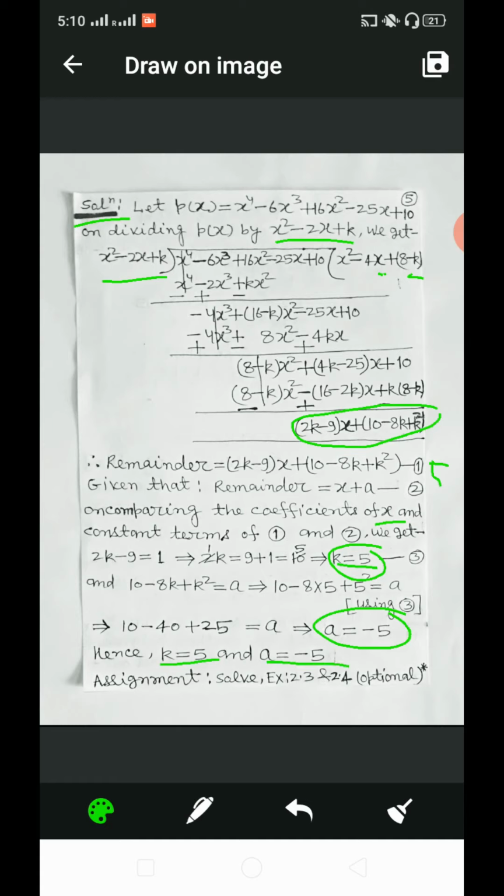Dear students, the remaining questions of exercise 2.3 and 2.4 are optional, for your homework. Thank you.